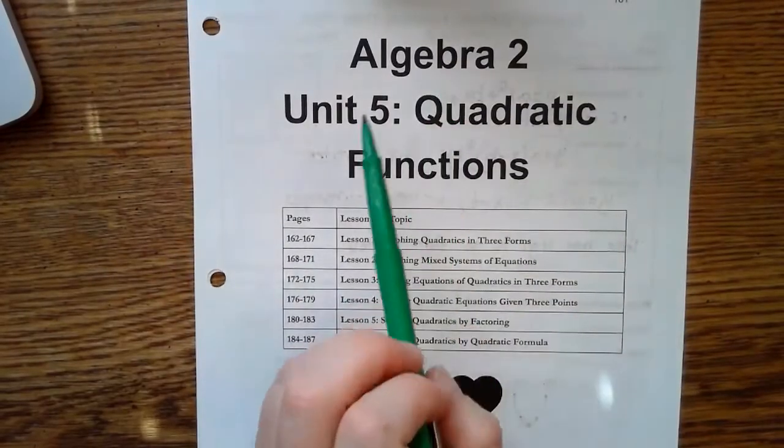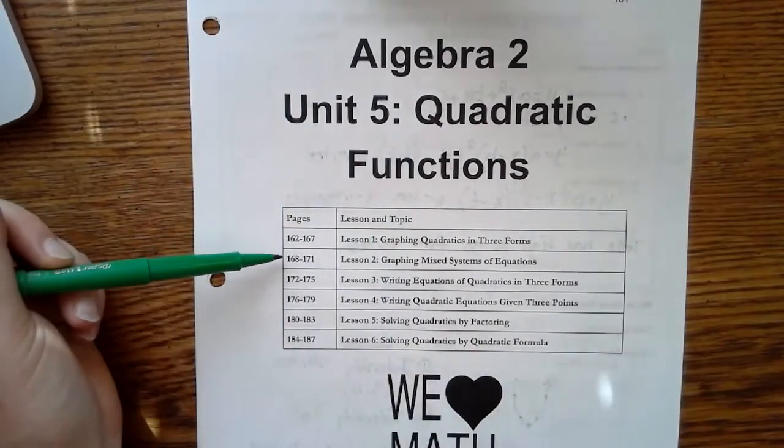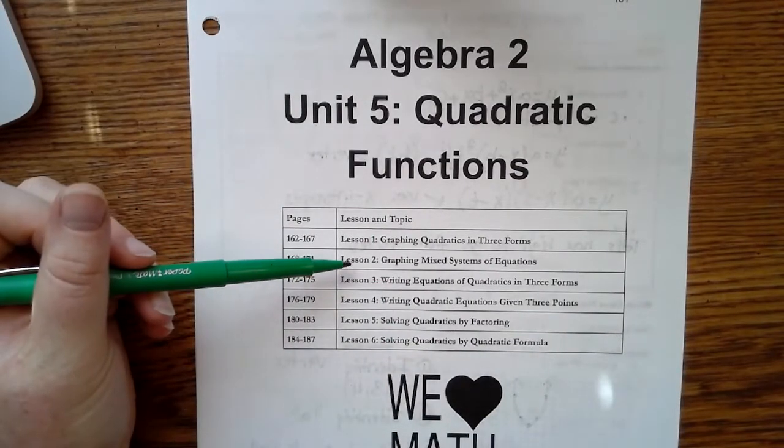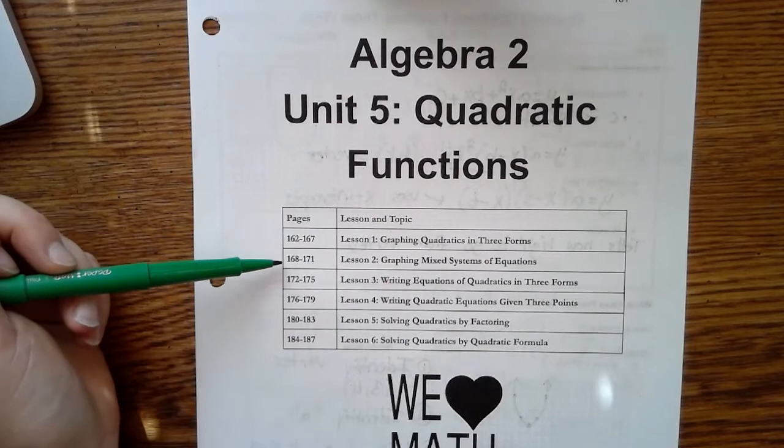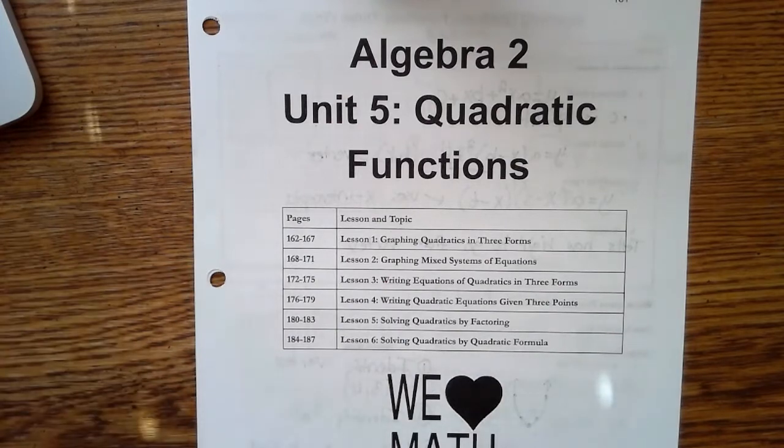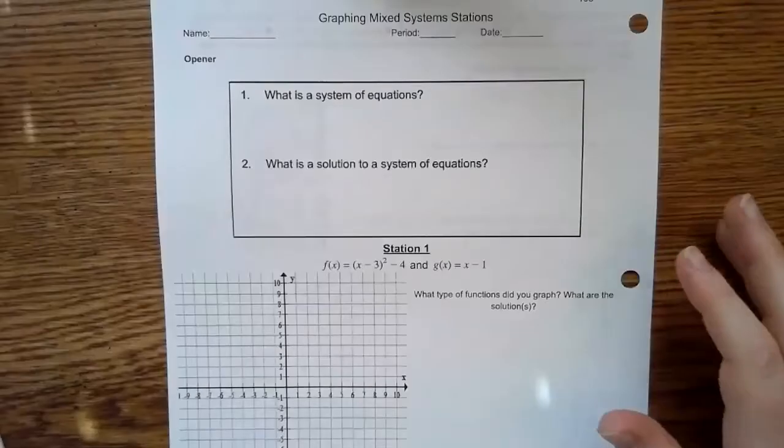We are doing Algebra 2, Unit 5, Quadratics, Lesson 2, Graphing Mixed Systems of Equations. So pages 168 to 171. Please get that out and we'll get started.